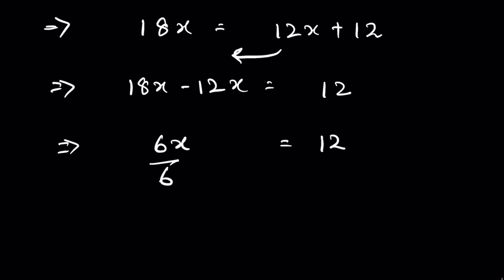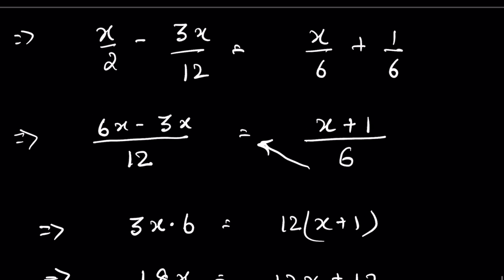Divide both sides by 6. 6 and 6 get cancelled. 6 times 2 is 12. So x is equal to 2. This is our answer. Now let's retrace our steps.